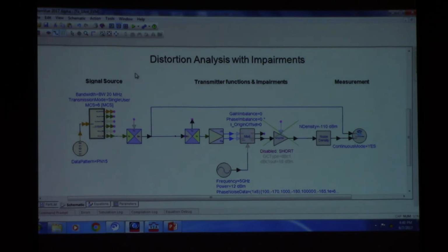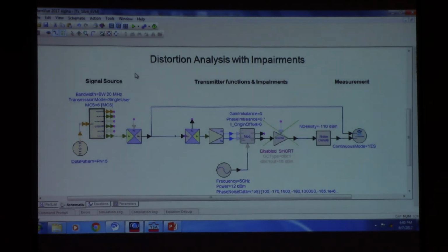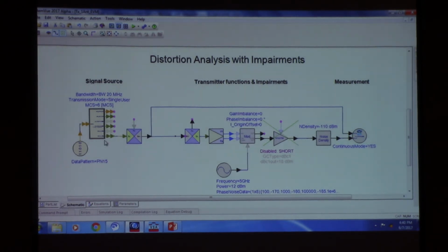So we took a very simple example in simulation. It's not necessarily representative of the type of systems that you design, because they're likely to be a lot more complex. But basically, this just involves a source, an OFDM source. In this case, I think it's 802.11ac. And then to this, we added a LO and an IQ modulator, so we can illustrate some of the IQ impairments that Randy had talked about.